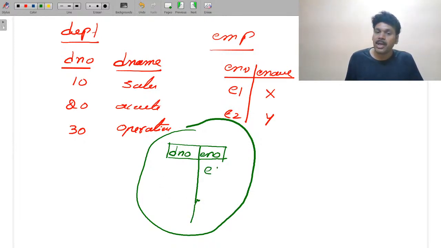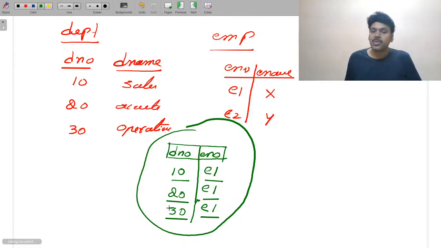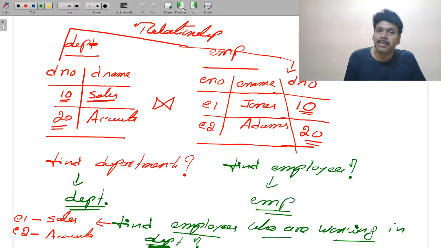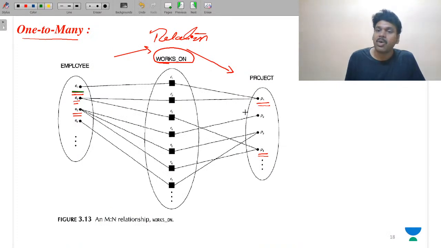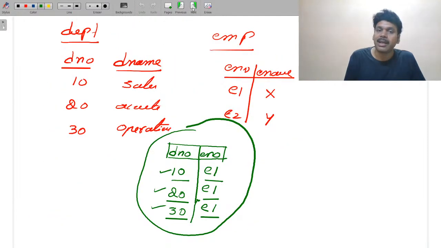Employee E1 can manage 10. Employee E1 can manage 20. Employee E1 can manage 30. Therefore, your employee is repeated multiple times with the combinations of every department. So what is the meaning of that? An employee can manage multiple departments. The same we did in the diagrammatic representation, and I have shown you practically like this: an employee is working in 10 as well as in 20 as well as in 30.